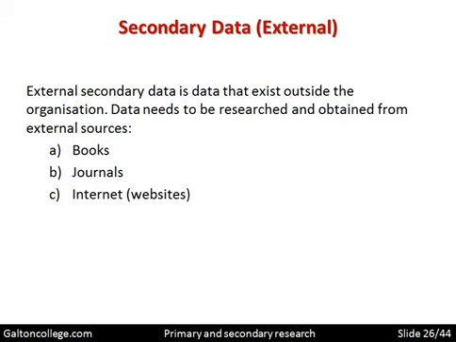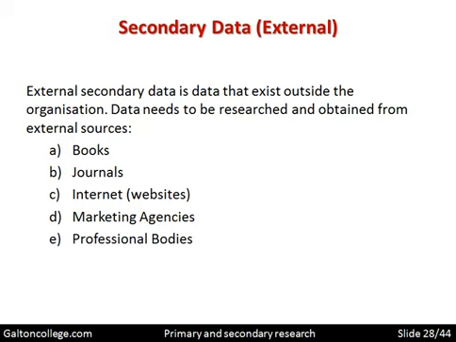It could be the internet, websites for example, or marketing agencies sometimes produce reports, and these can be used for decision making. Secondary data. The marketing agencies didn't produce it for the company, they produced it perhaps to publish, and so it happens that the company can use that data to help it make better decisions. But secondary.